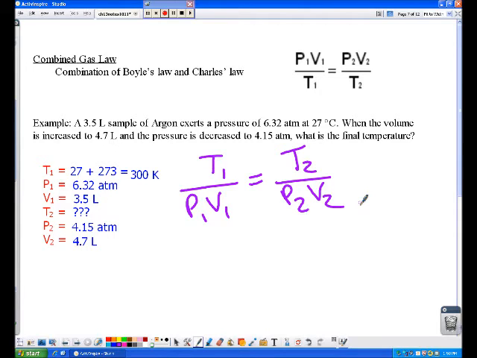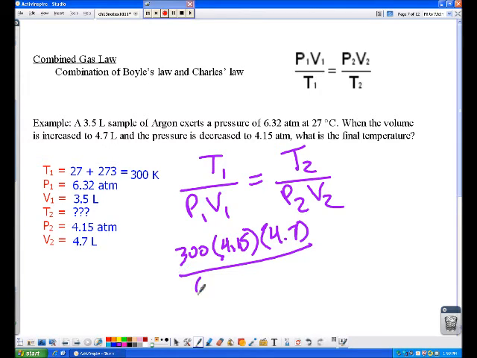Multiply the P2 V2 over. So they'd be on the product, they'd be on this side now. And the T2 would be on top. It wouldn't be on the bottom. You want it to be on top, otherwise you're going to end up solving for the reciprocal answer. And then we just plug all these values in. We have, let's see, T1 is 300 kelvins. P2 is 4.15. V2 is 4.7 over P1, 6.32, and the volume is 3.5. And that's going to give us our new temperature, T2.